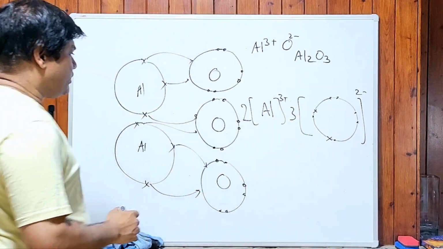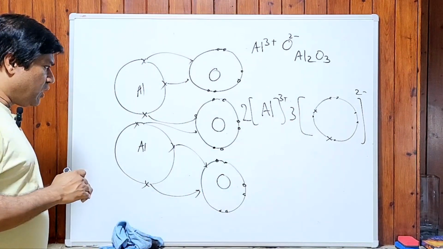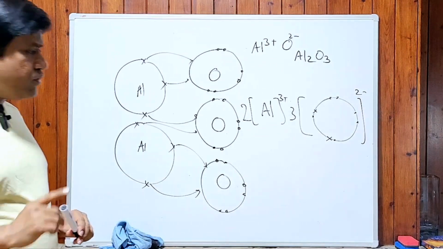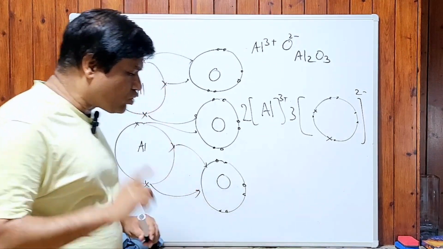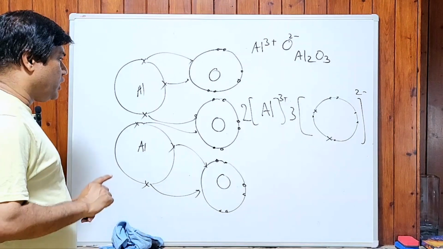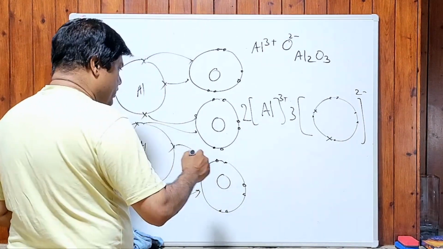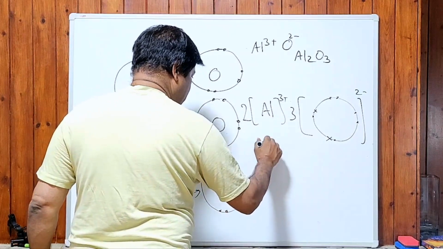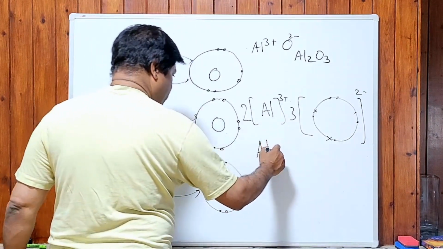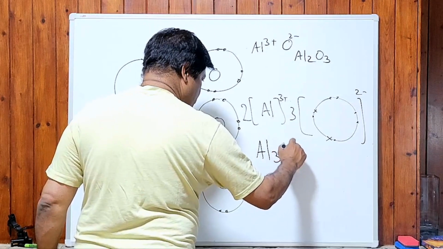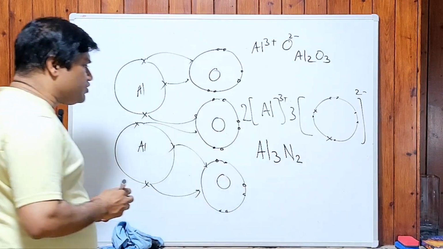That's it. So I want to give you one homework. Try the Lewis dot and cross structure of an ionic compound, aluminum nitride. Try aluminum nitride.